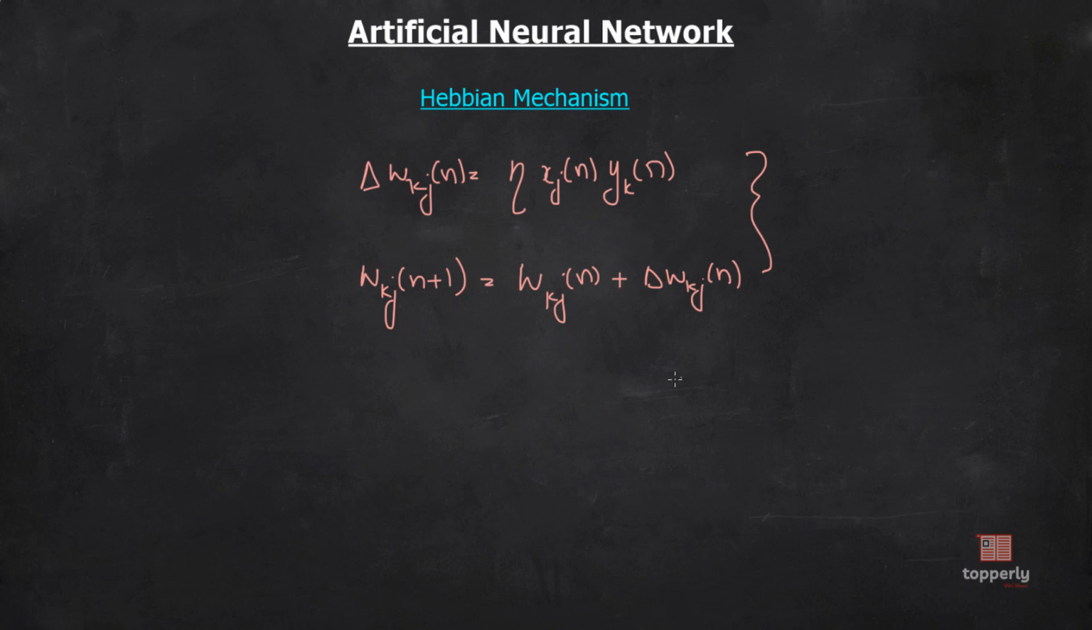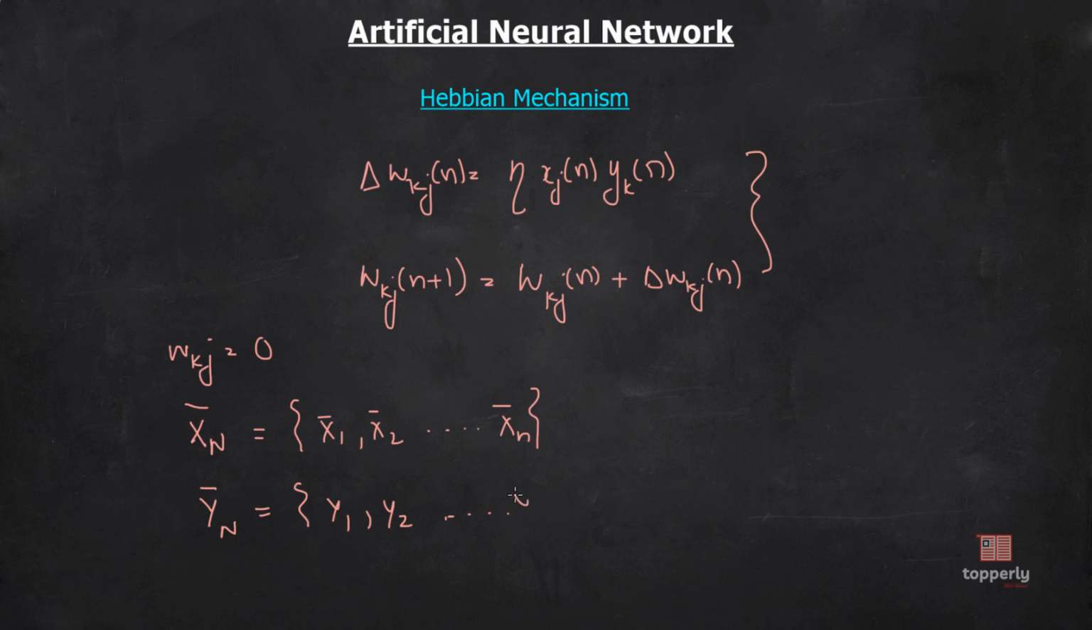Okay. Now coming to the implementation part, initially we will take all the weights, that is all wkjs, as 0 only. Now let the input vectors be given by xn bar equal to x1 bar, x2 bar, etc. to xn bar. Okay. And the corresponding output vectors y bar equal to y1, y2, etc. to yn. Okay. Now each of the input vectors may have multiple inputs like x1, x2, etc. And also each output vector can have multiple outputs like y1, y2, etc. to ym.